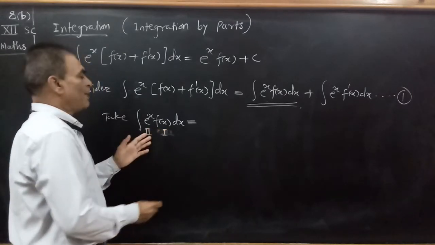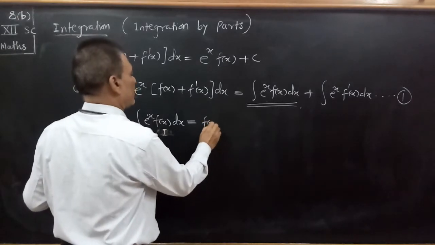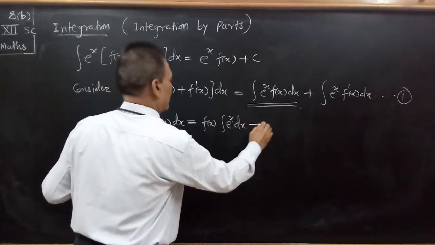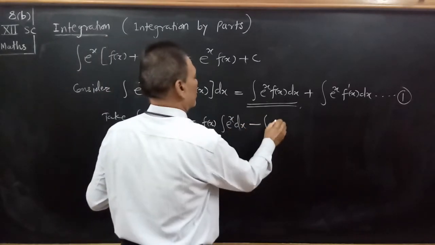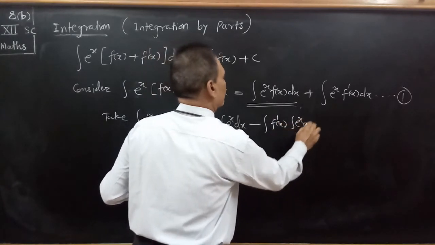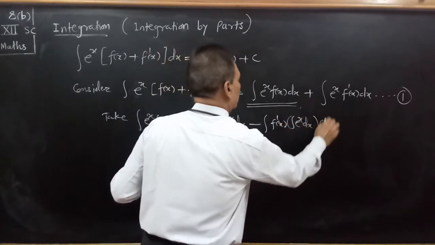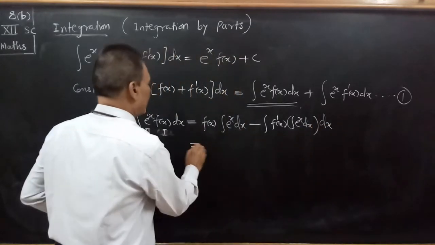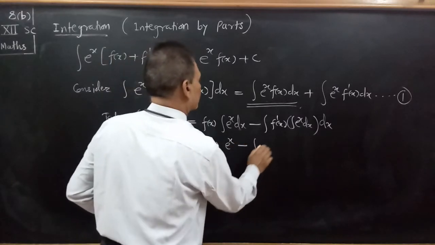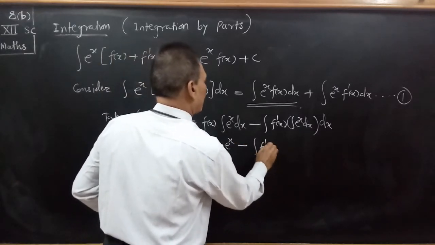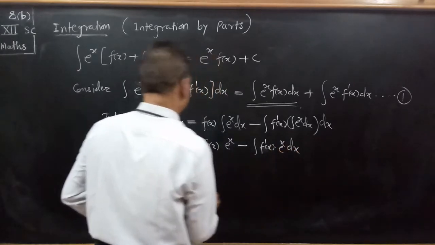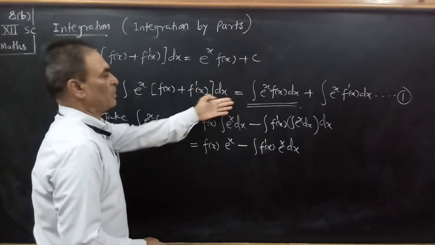As per the integration by parts rule, first function as it is, integration of second function into dx, minus integration of derivative of first function into integration of second function into dx. Again simplify, and you will get f of x e raised to x minus integration of f dash x into e raised to x dx. Put this value in equation 1.